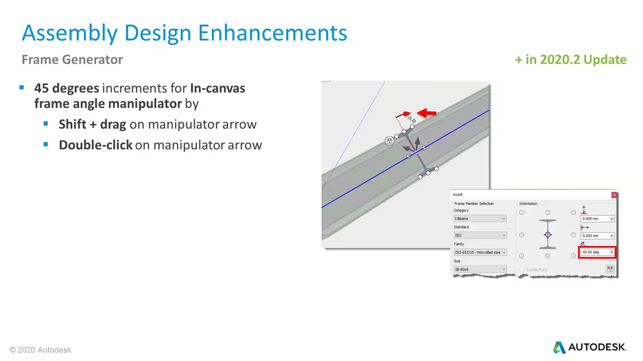There are new controls that have been added to the in-canvas frame angle manipulator. You can now snap to 45-degree increments by A. Shift plus drag the manipulator arrow, and B. Double-click the manipulator arrow.